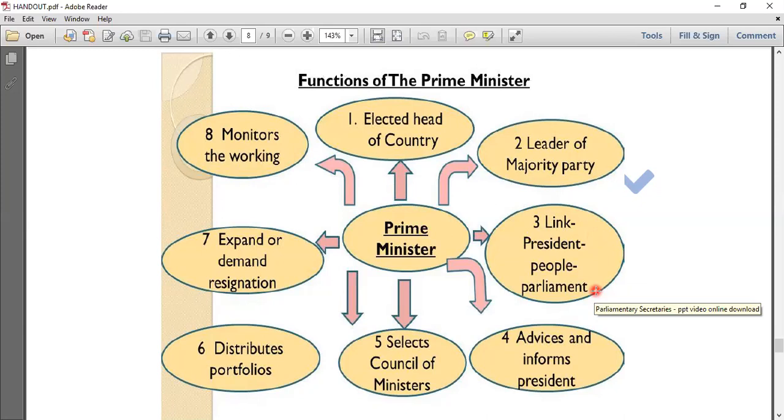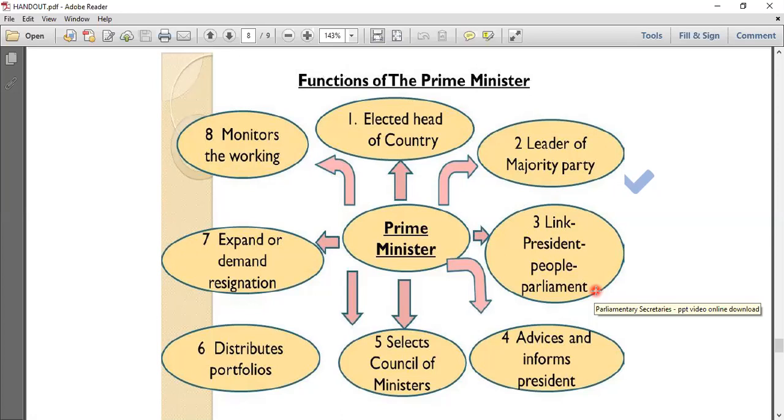the people. He listens to the people, what are the demands, and he tries to put them down into the framework, right? So he is the one who is actually forming a link between the president, because the president actually gives consent for all the laws. So he also has to give his consent. The prime minister also needs to give him the consent, right?